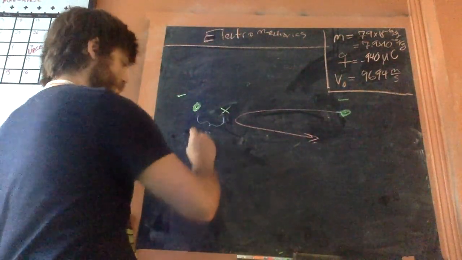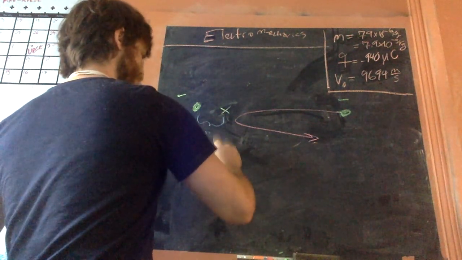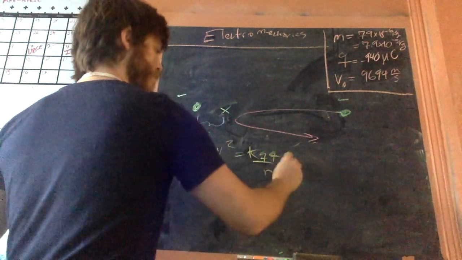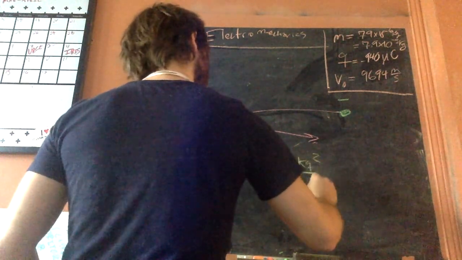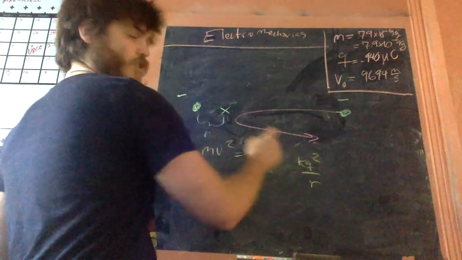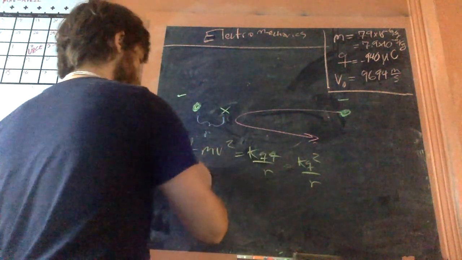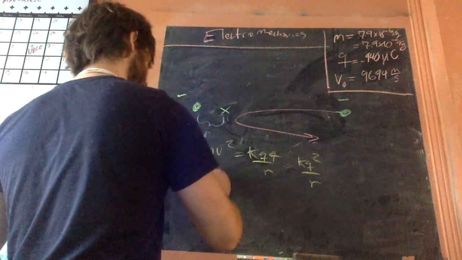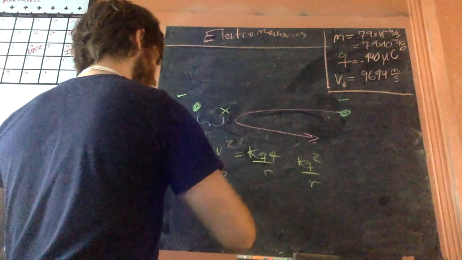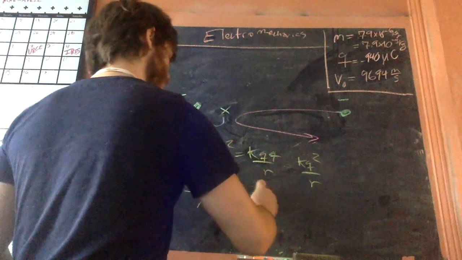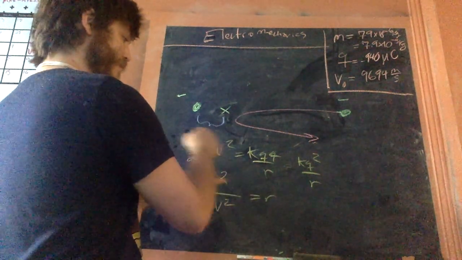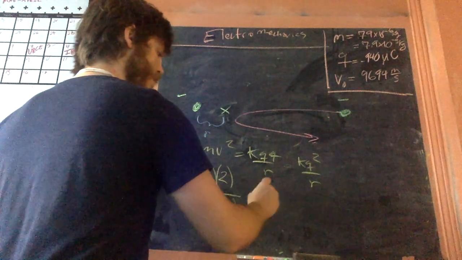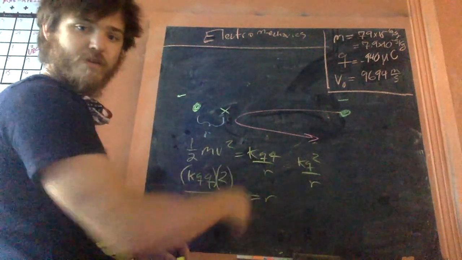So what we have here is 1/2 mv squared equals k q squared over r, because they have the same charge. Then we get that k q1 q2 over mv squared is equal to r, and that's just by flipping these. So we get k q q times 2 over mv squared is equal to r. And we can just plug that in and get r.